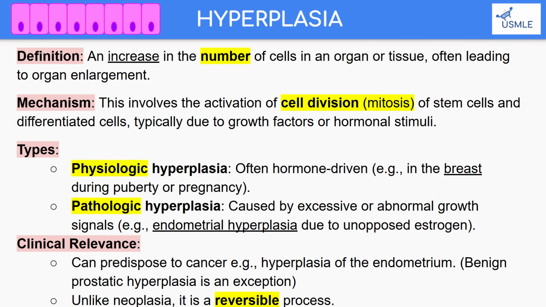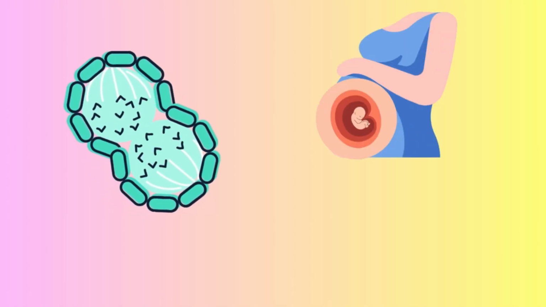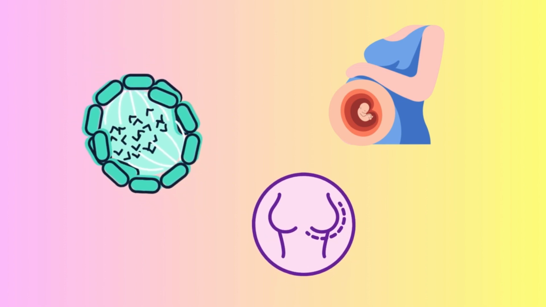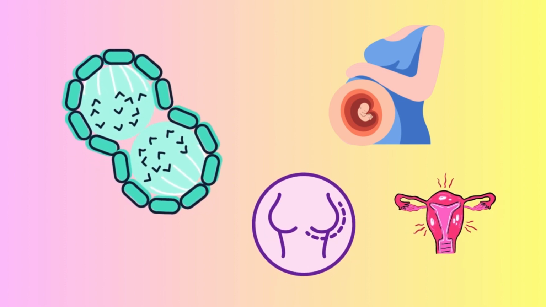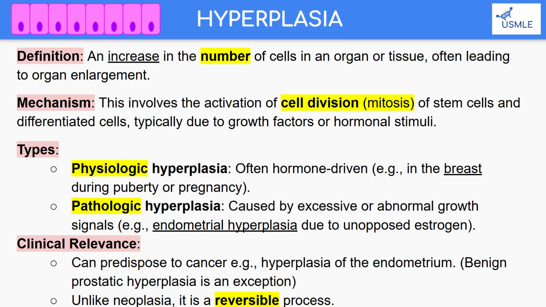First up, we have hyperplasia. This is defined as an increase in the number of cells in an organ or tissue, often leading to organ enlargement. The mechanism behind this involves the activation of cell division or mitosis of stem cells and differentiated cells, typically due to growth factors or hormonal stimuli. It is composed of two types: physiologic hyperplasia, which is often hormone-driven, as in the breast during puberty or pregnancy, or it could be pathologic hyperplasia, for example, endometrial hyperplasia due to unopposed estrogen. It can predispose to cancer, for example, hyperplasia of the endometrium, but benign prostatic hyperplasia is an exception. Unlike neoplasia, this is a reversible process.